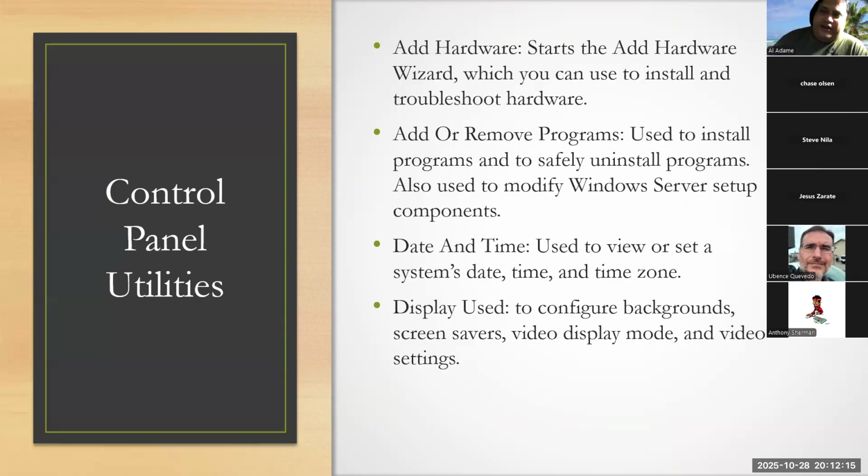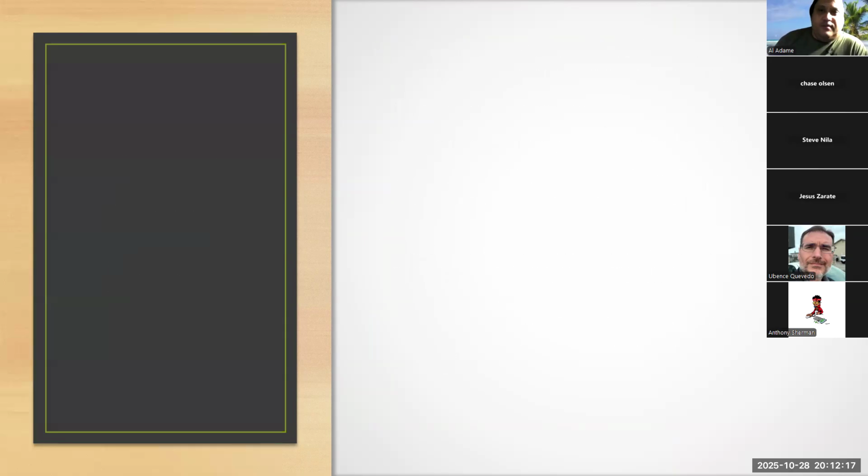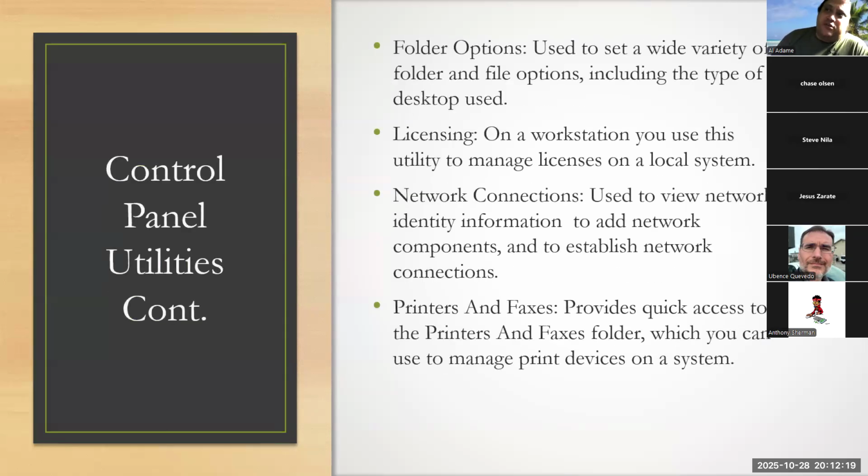So I'm just going over what every item does. So almost done. Folder options, used to set a wide variety of folder file options, including type of desktop used. You can customize it. Licensing is usually a little metric when it comes to servers from big organizations, or standalone if it's a single license for a small enterprise. Small companies use standalone servers a lot more, so it's one license or one multi-user license of 3 or 5, depending on how much they paid.